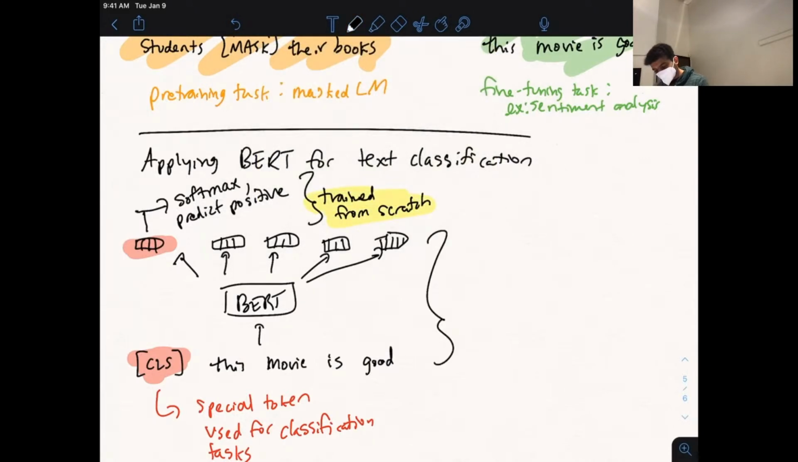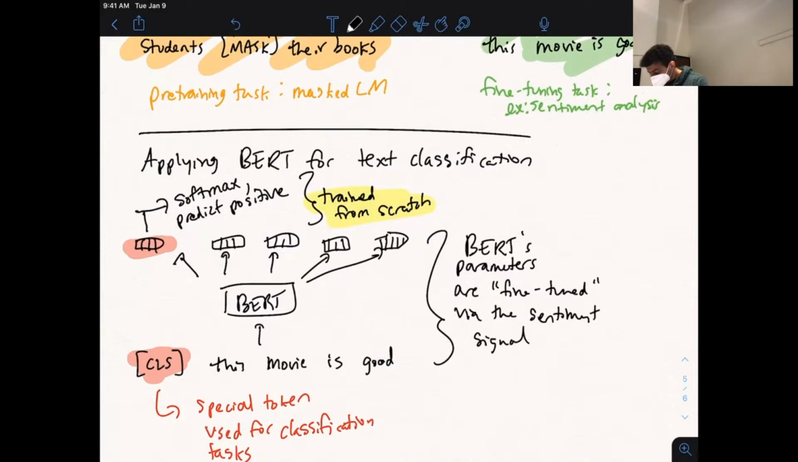This part of the network, BERT's parameters, are fine-tuned via the sentiment signal. So in Elmo, these parameters were frozen, right? The language model was not changed by the downstream task objective. In BERT, the downstream task actually does affect all of the parameters of the transformer masked language model.